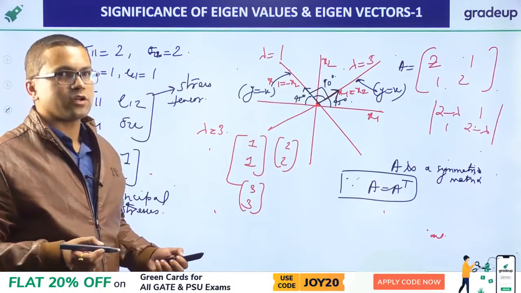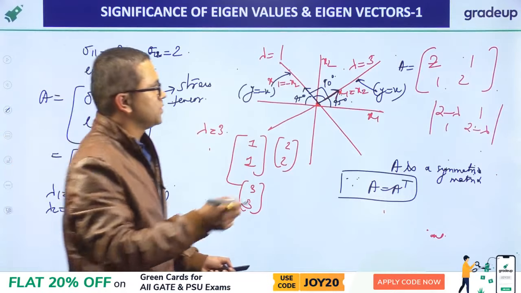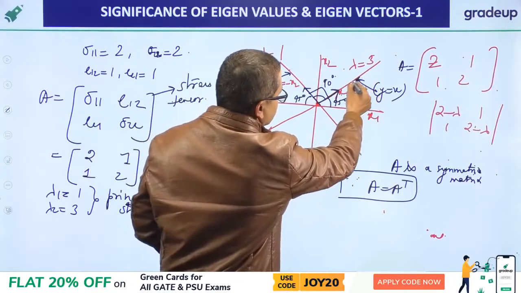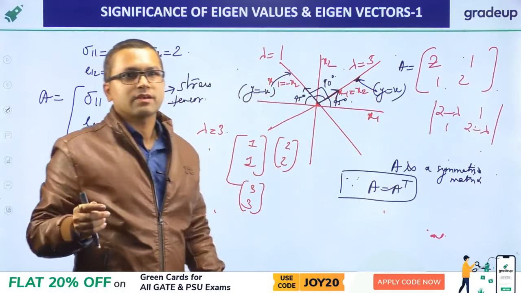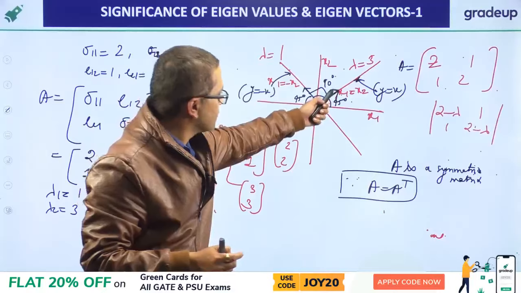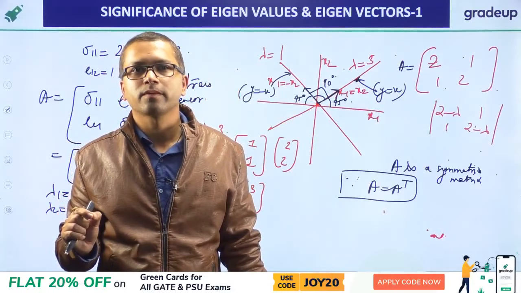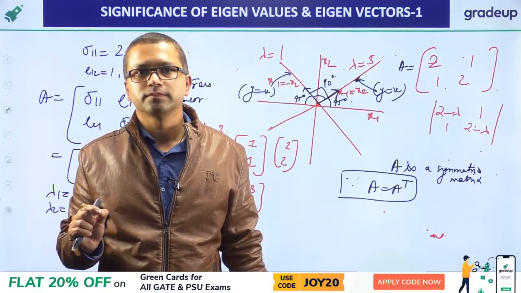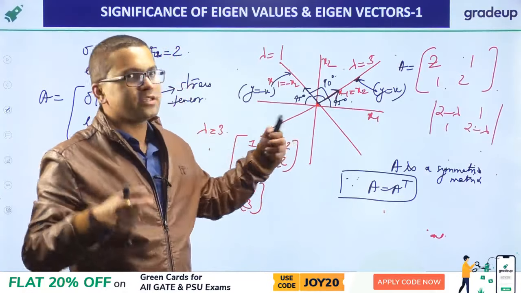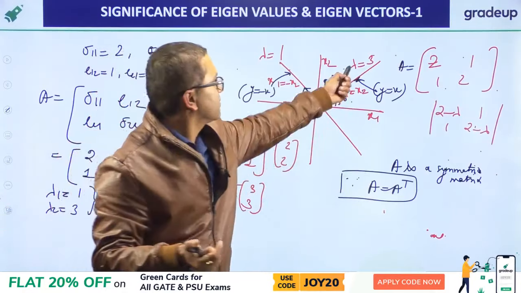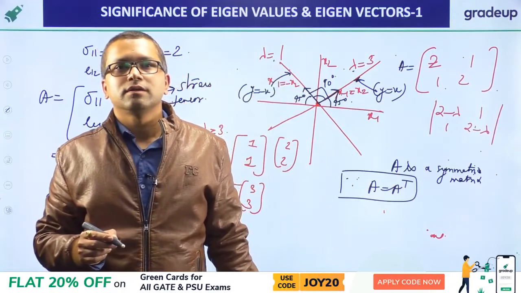Fine. Now talking about eigenvectors. Eigenvectors, we said, are along this line and along this line. So the first eigenvector is giving the first principal plane. And you can correlate which one is a major one and which one is a minor one, because this is for lambda equals 3 and this is for lambda equals 1.